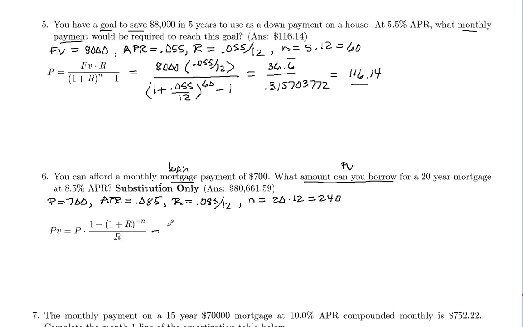All right, now we do our plugins. So 700 goes out in front. That's our payment. And then you got to be a little careful here. Times 1 minus 1 plus, and our R is 0.085 divided by 12. And divide by 12. So that's our R right here. And close that up, and we get a negative N power. So it's a negative 240. And then we are dividing by R, the interest rate, 0.085 divided by 12.